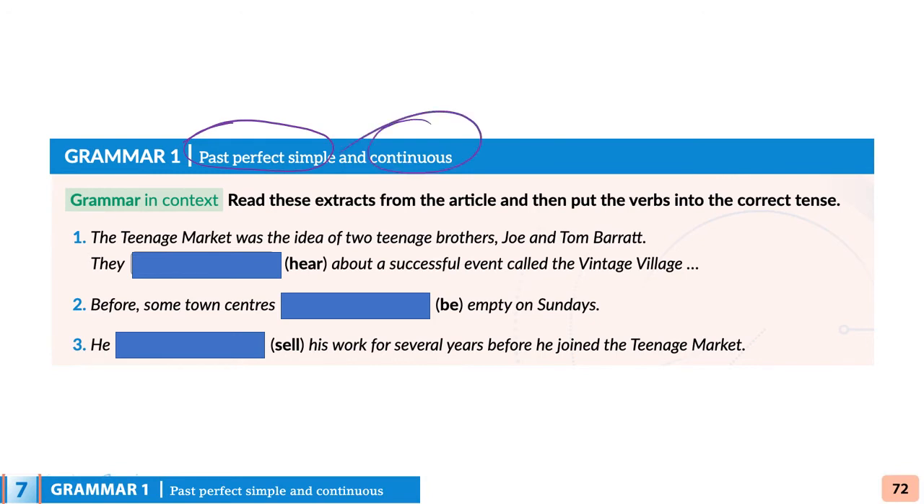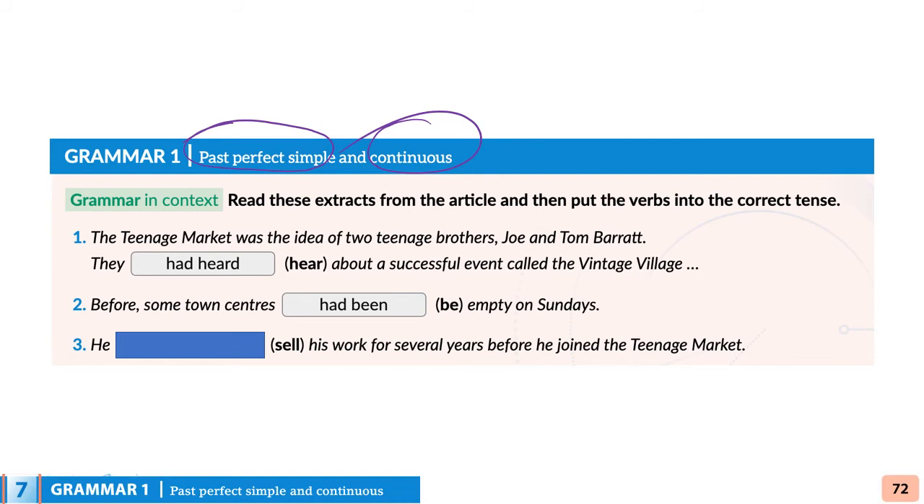So what are you going to do? They had heard about a successful event called the Vintage Village. Antes de todo eso, ellos habían oído hablar de algo que había tenido mucho éxito que se llamaba the Vintage Village. Okay, number 2. Before, some town centers had been empty on Sundays. Okay, antes de todo esto, las tiendas pues habían estado vacías, los centros de las ciudades.